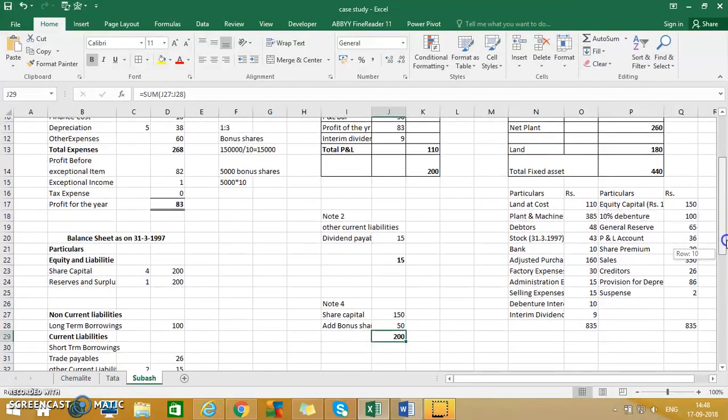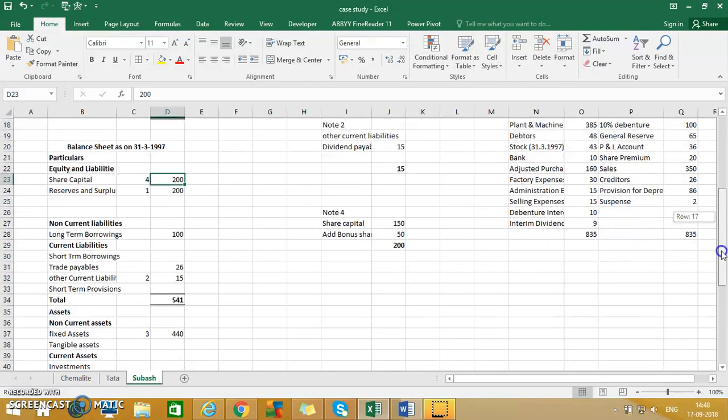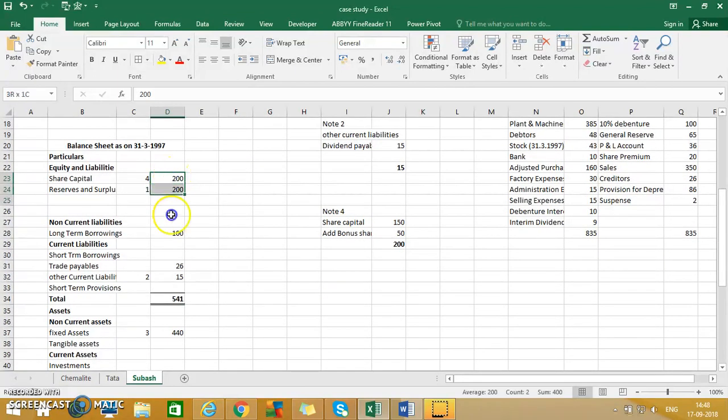And that is the fourth note which comes and sits here in the share capital. So the share capital earlier was 150, now because of the bonus share it has become 200. When I add all these items in the liability, I come across a total of 541,000 rupees. Now, what does the balance sheet say? The assets and the liabilities should have an equal amount. So let's see whether the assets also fit into this.